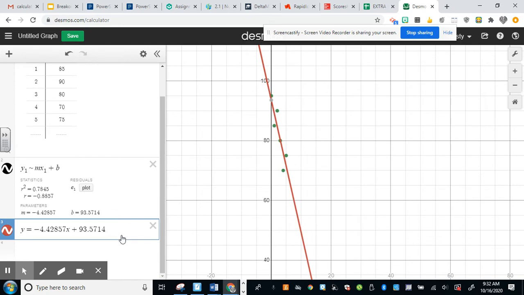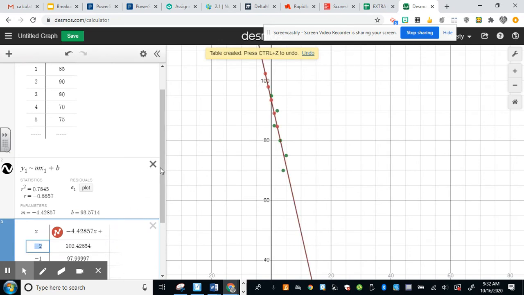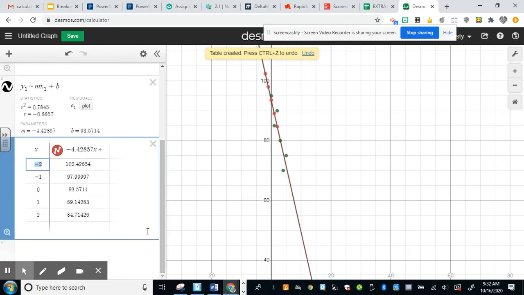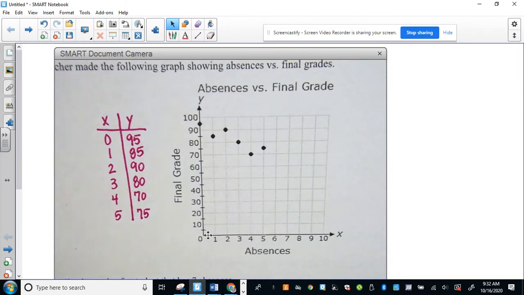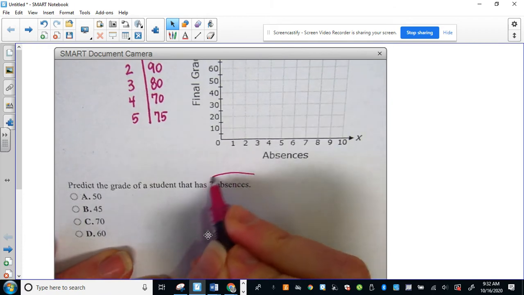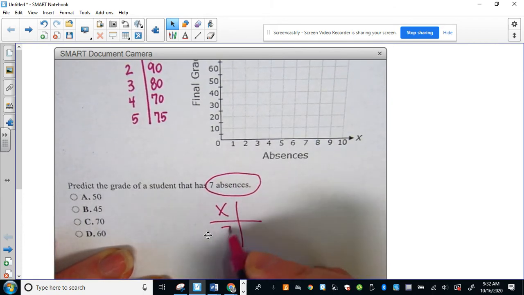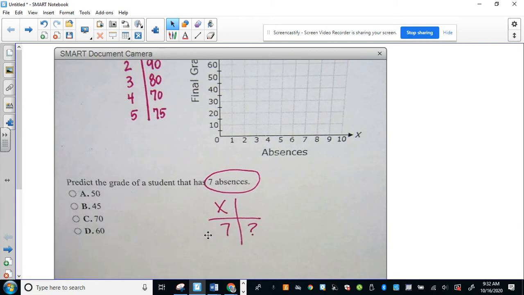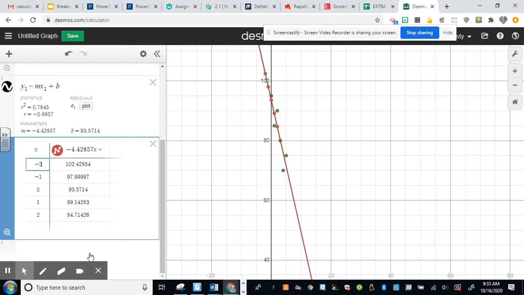So the cool thing about that is, watch very carefully, I can click on this little gear shift up at the top, and now I want to take that equation and actually put it into a table. Now, why would I want to do that? Because if you look back at the question, it says, what would you predict if you had 7 absences? So where x equals 7, we want to know what the y would be. So I can do that right there on that table. Click on here. I've got the equation in there, so I can just plot 7, and there we go.